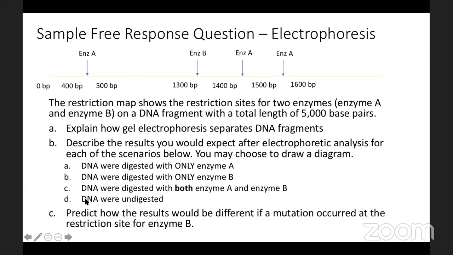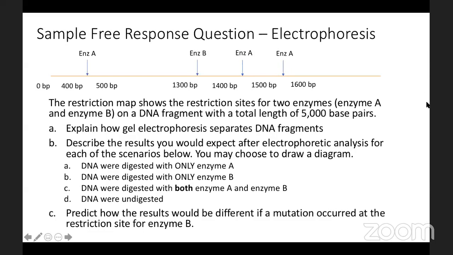So they show us 4 scenarios. They want us to explain the results you'd expect if you digest with only enzyme A, digest with only enzyme B, digest with both enzymes, and then don't digest. Digest just means use restriction enzymes to cut DNA. In biology, anytime you see the word digest, it just means break apart. And the last part says predict how the results would be different if a mutation occurred at the restriction site for enzyme B. So if there were a mutation in the DNA here, how would the results be different? Okay, it's a lot. And this is why this is a good example of the 25-minute question.